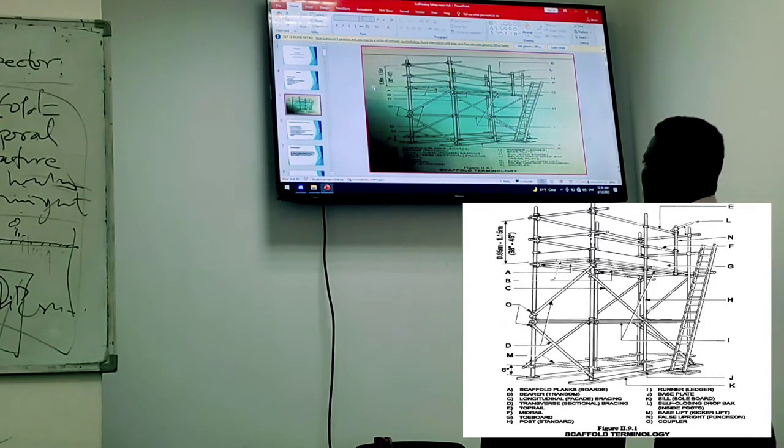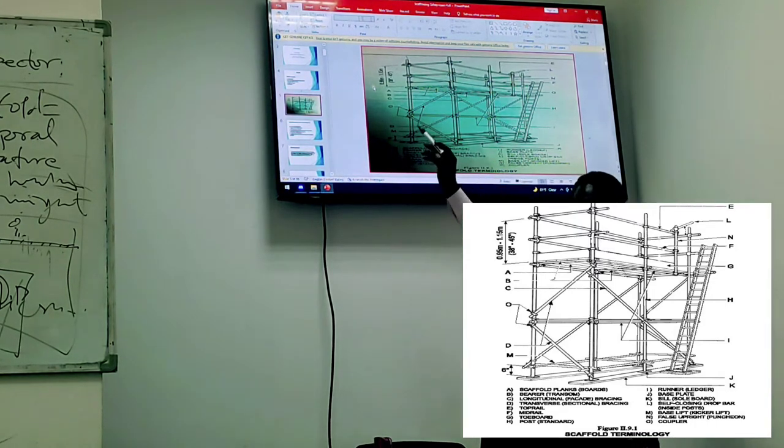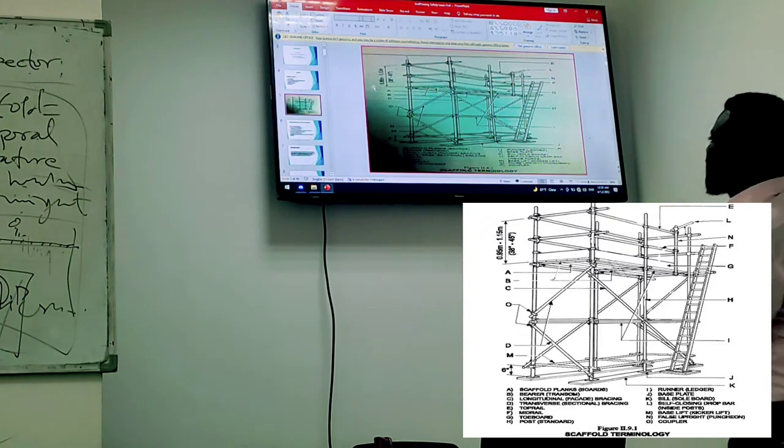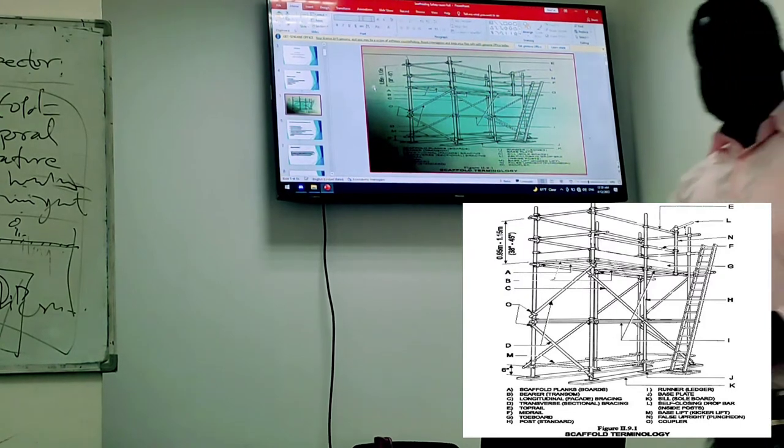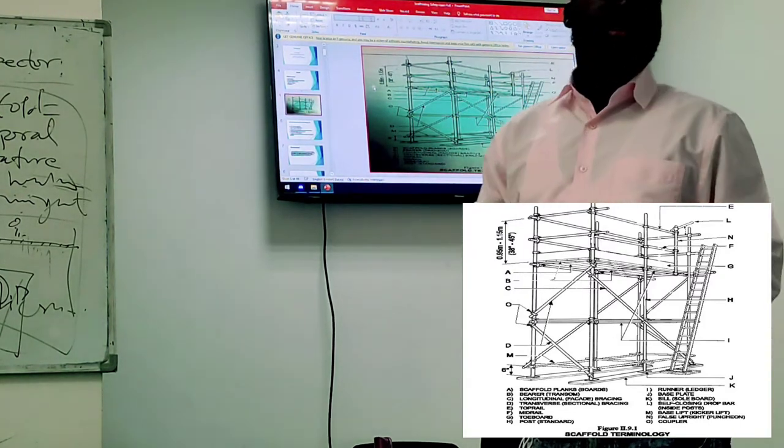The planks or the boards, like I told you, is the A. This is the plank on which you will stand, okay? You will stand on the planks. And the B, what is the B? I don't know. Platform. But we are calling this one platform.